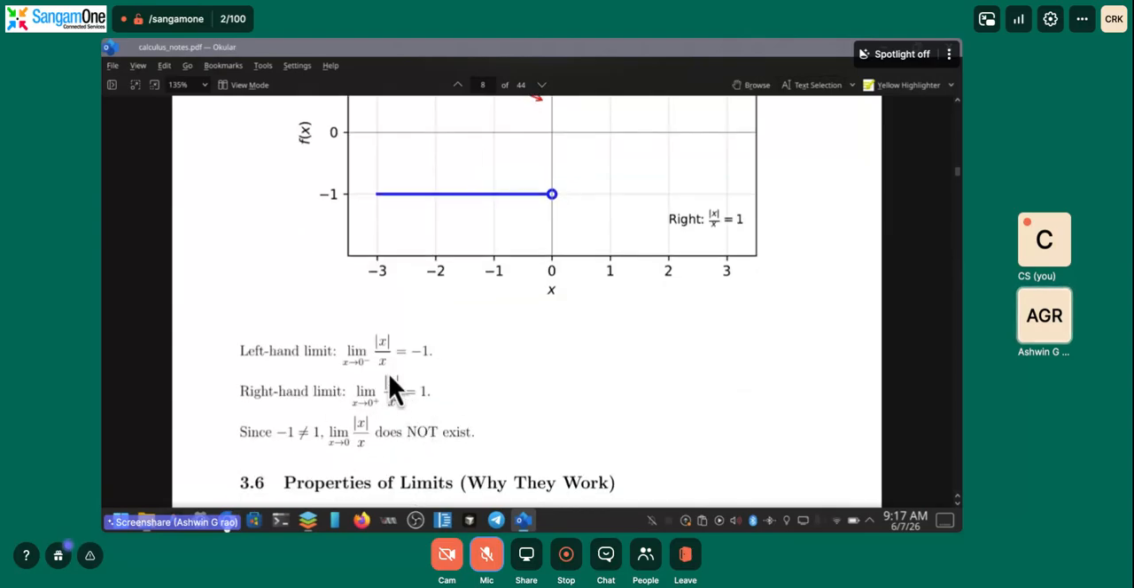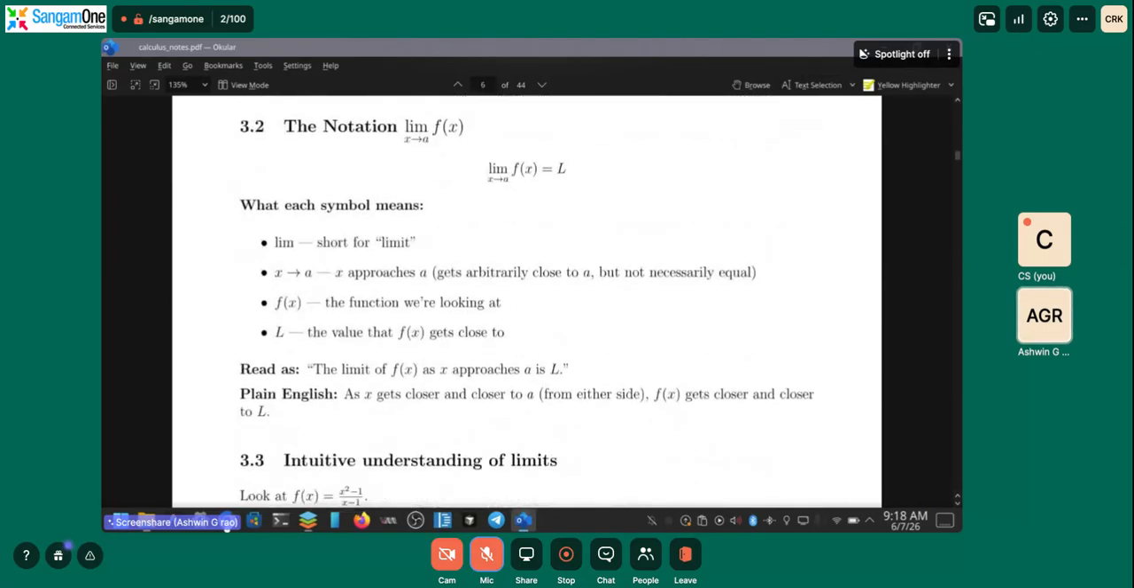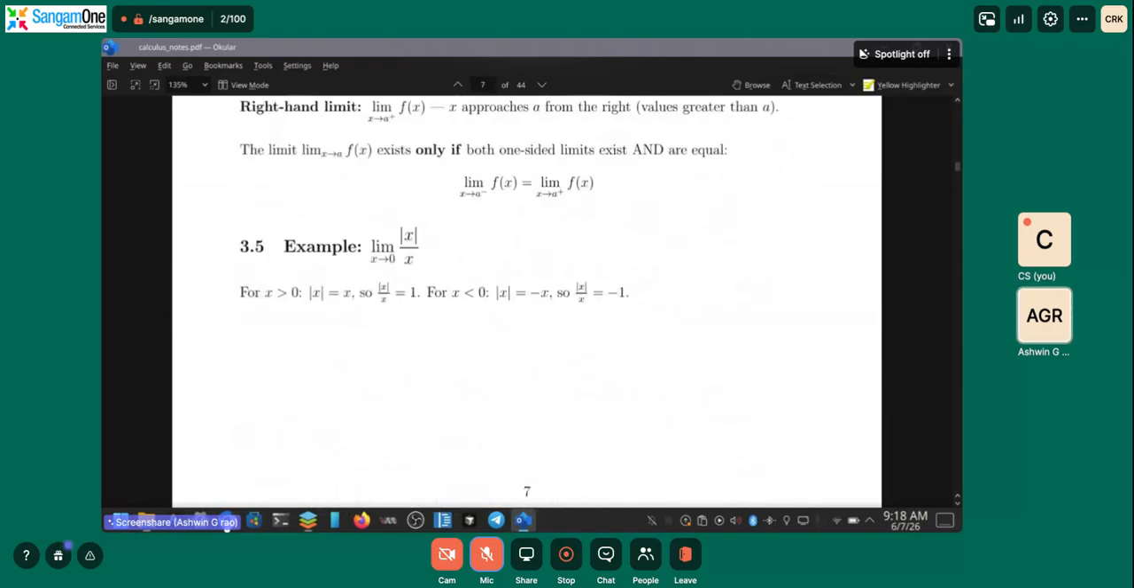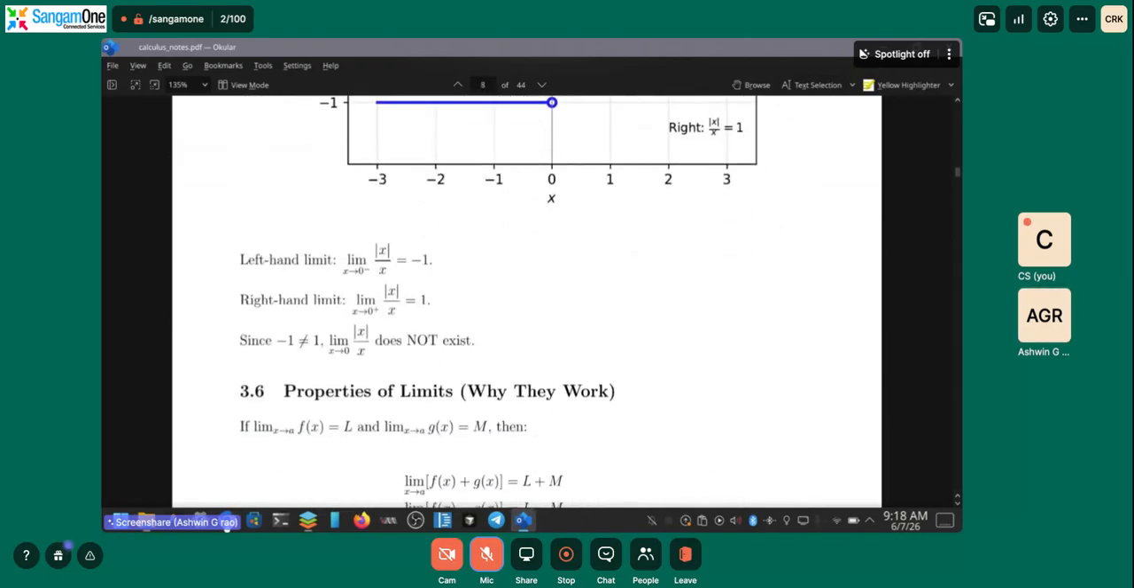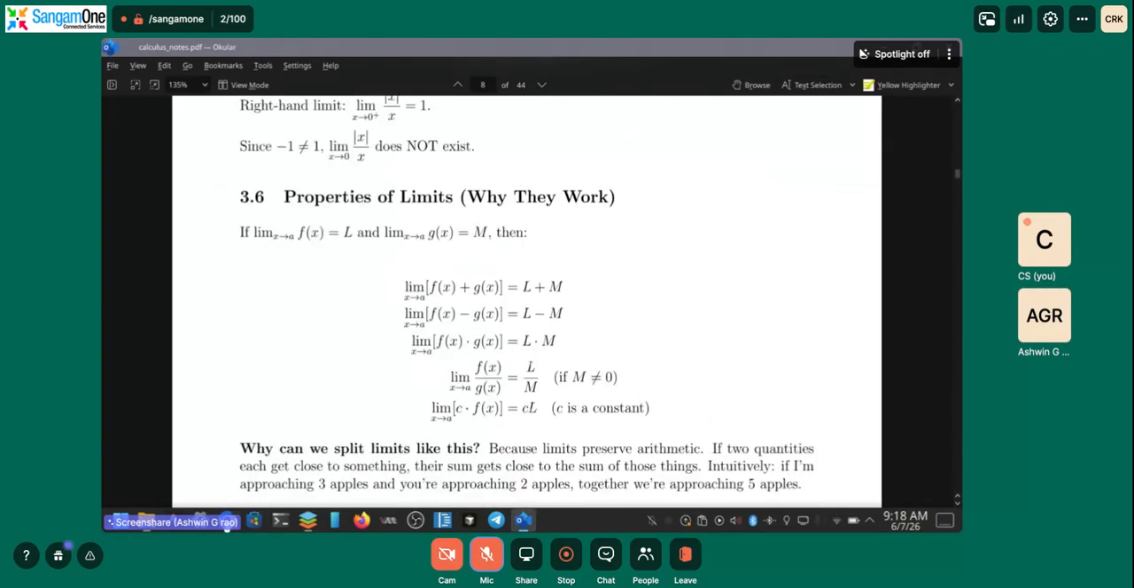The right hand limit is x tends to 0 plus, modulus x divided by x equals 1. Since minus 1 is not equal to 1, the limit as x tends to 0 of modulus x divided by x does not exist. For a limit to exist, the left hand limit and right hand limit should be equal. Then only we can compute with most of the properties.